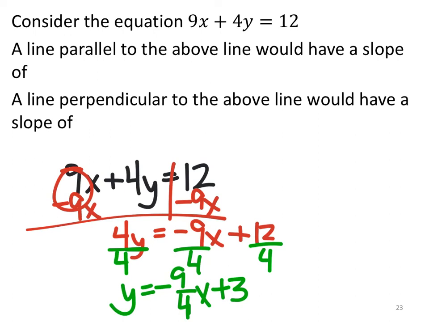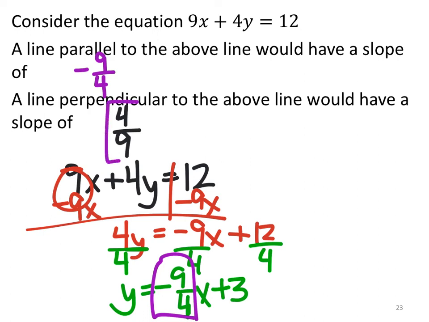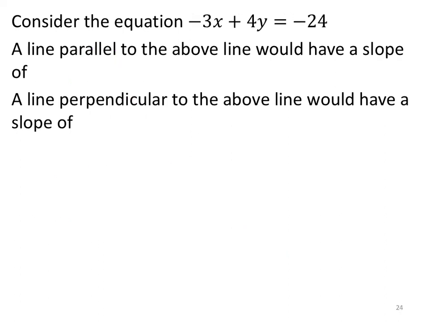What I do like to see on this is the slope of this line, which is negative 9 fourths, right? Well, a parallel line has exactly the same slope, so it also would have a slope of negative 9 fourths. The perpendicular slope, though, would be the opposite, so it's going to be positive, and then flip the fraction to be 4/9. There you go. This slope is perpendicular. This one is parallel. Let's go over this one too.